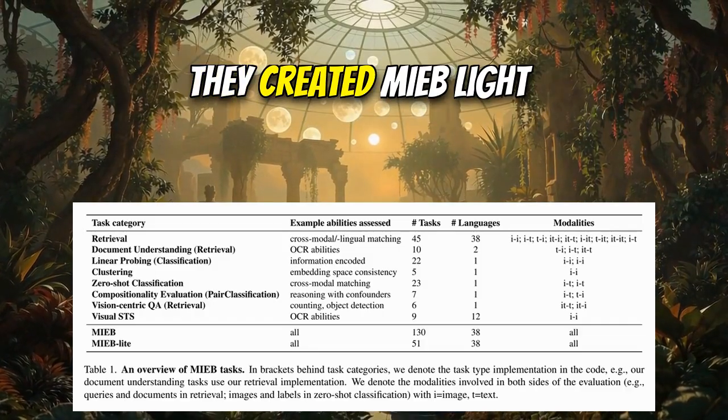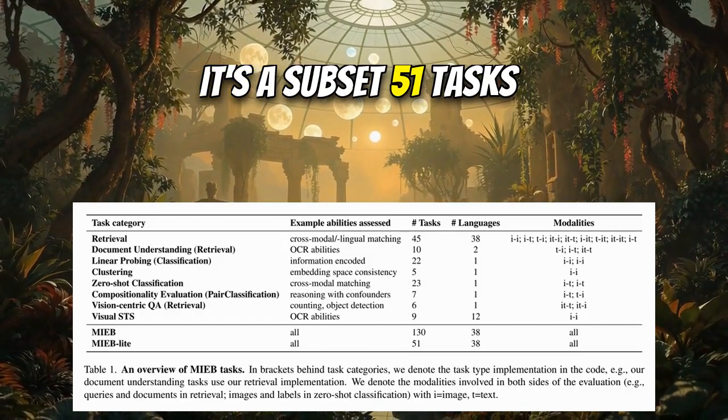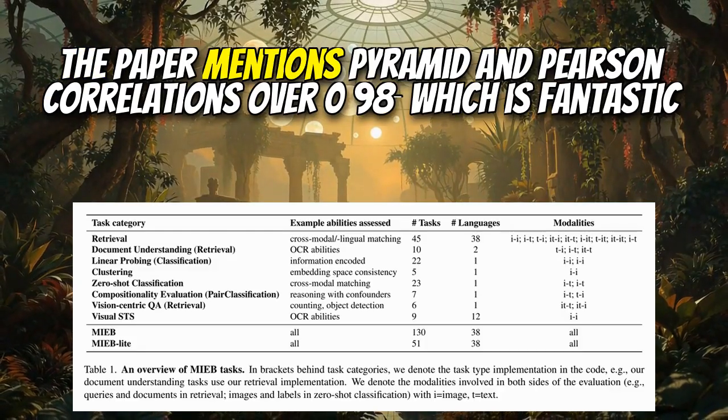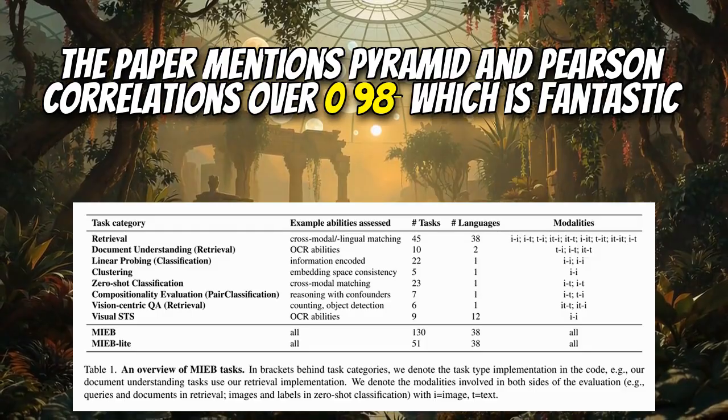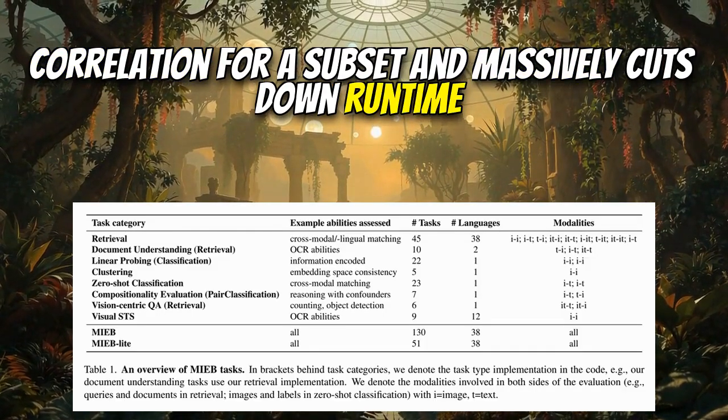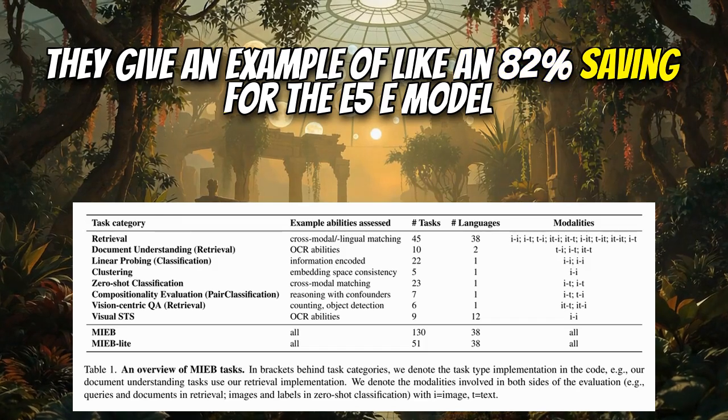Fourth, for efficiency, they created MIEB Light. It's a subset of 51 tasks, and it correlates incredibly well with the full benchmark. The paper mentions Spearman and Pearson correlations over 0.98. Which is fantastic correlation for a subset. And it massively cuts down runtime. They give an example of like an 82% saving for the E5E model.